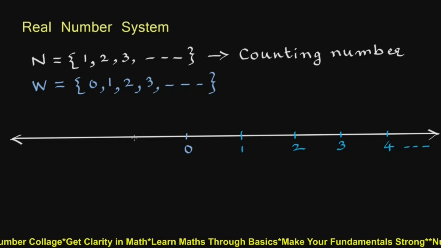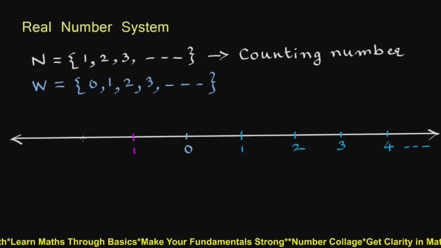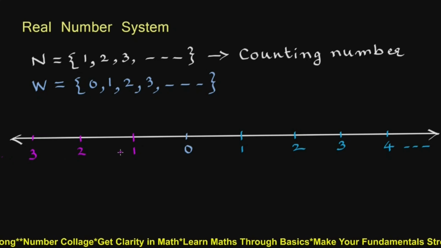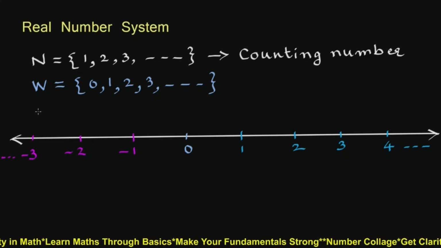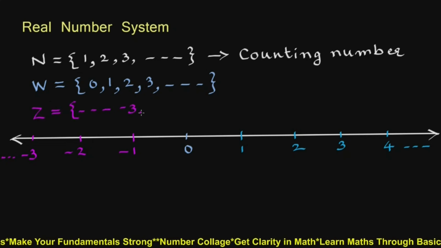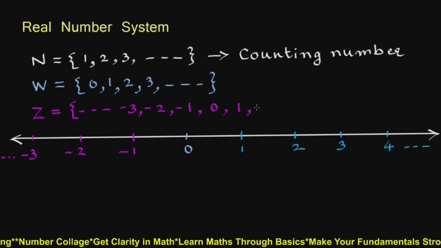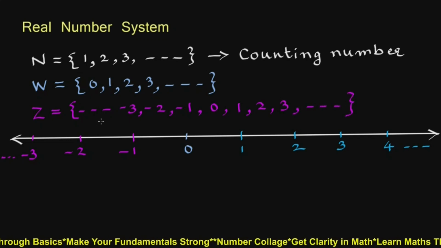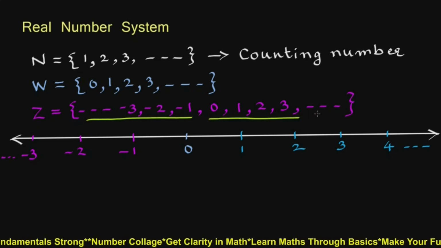To the left of 0, at a distance of 1 unit each, we plot 1, 2, 3, etc. and give them negative signs up to infinity, and that gives us the set of integers from negative infinity, -3, -2, -1, 0, 1, 2, 3, and so on and so forth. So the set of integers consists of negative integers and whole numbers.